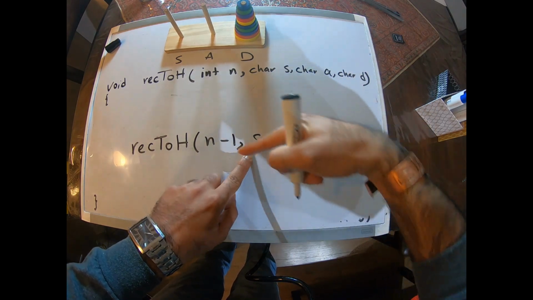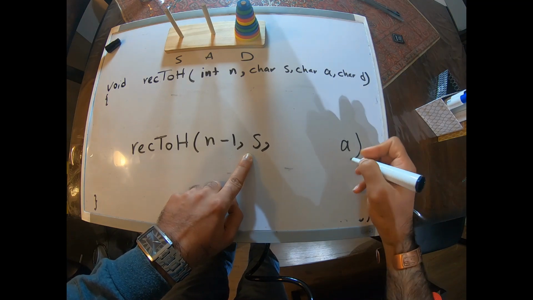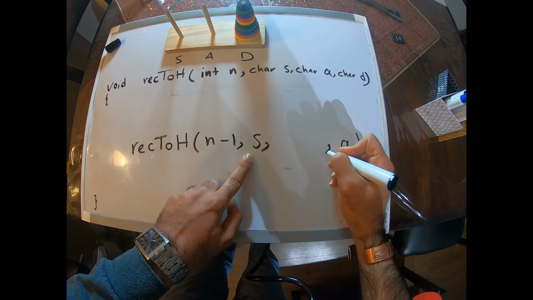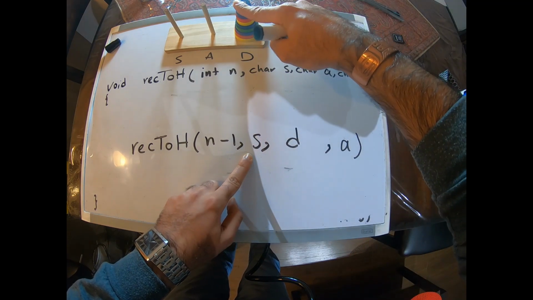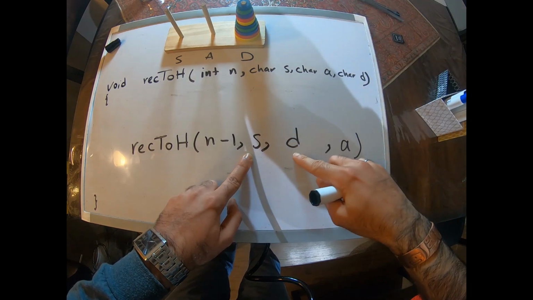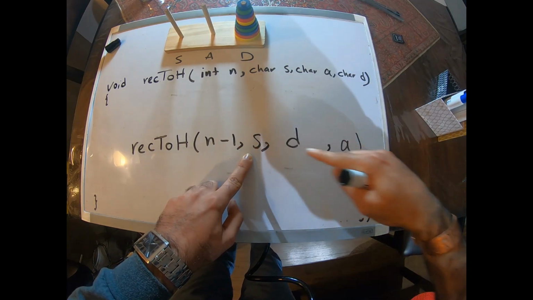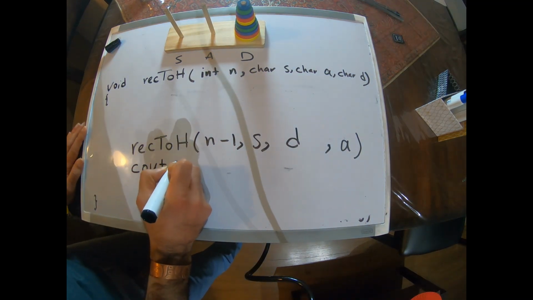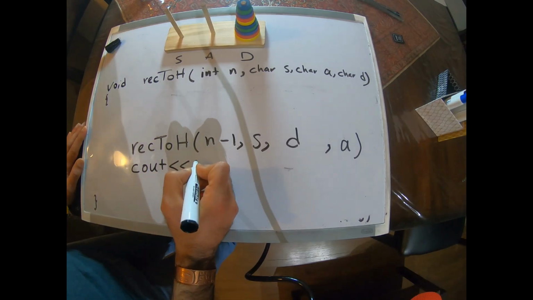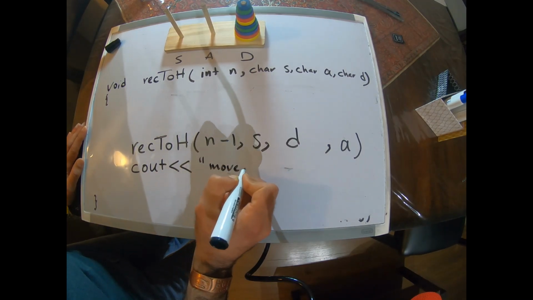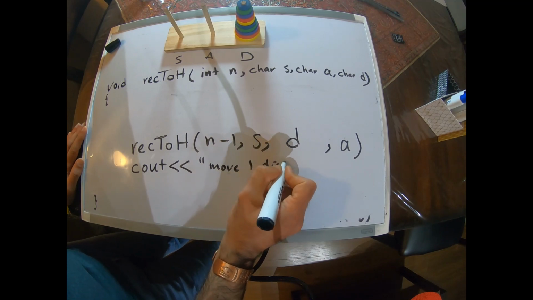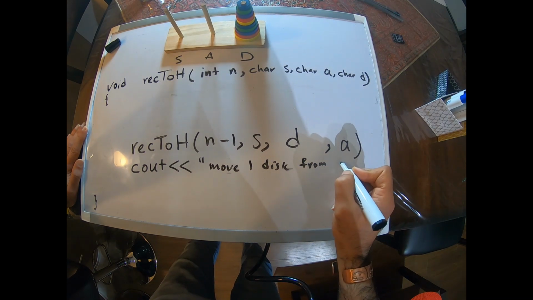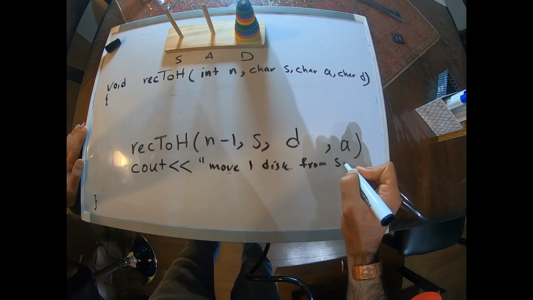So my destination for this move is going to be the auxiliary rod. I want to move these n minus 1 disks from source to auxiliary, and I'm just going to use the destination rod as the auxiliary rod in this move. Then the last move, I'm just going to display it. It's going to be, let's say, move one disk from source to destination.